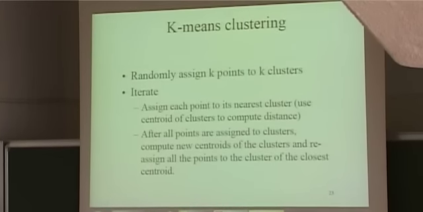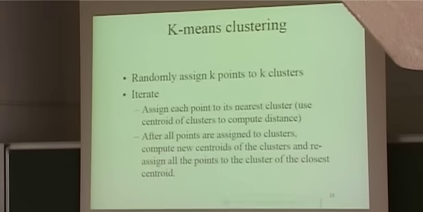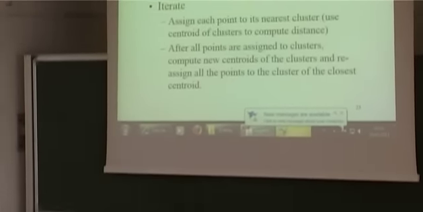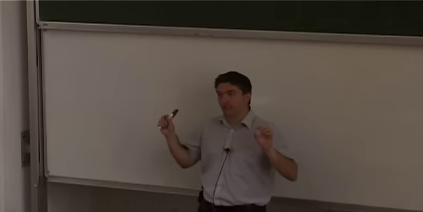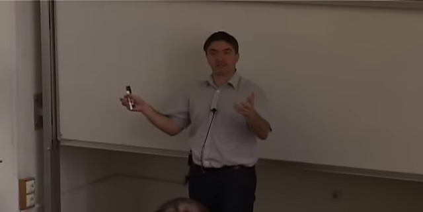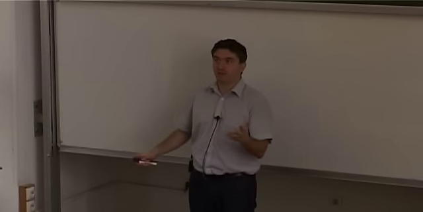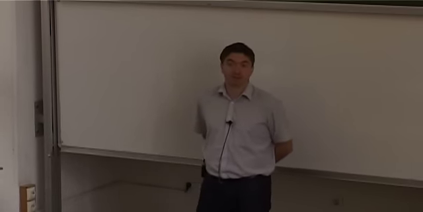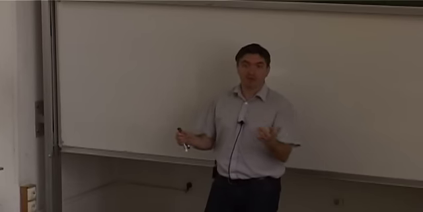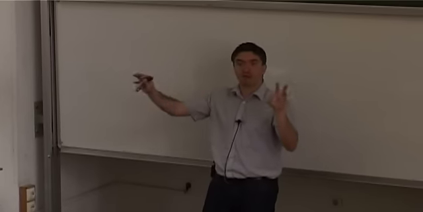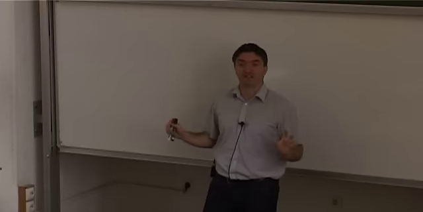Yes? Yeah, this is what I told. So the question is, are we always selecting the initial cluster centers as one of the data points? The answer is no. I mean, there are different variations of k-means. And in one of those variations, you can just start with arbitrary, abstract, non-existing cluster centers randomly.